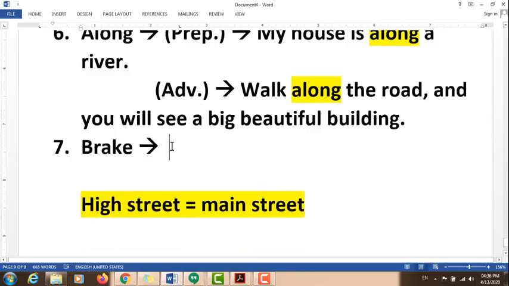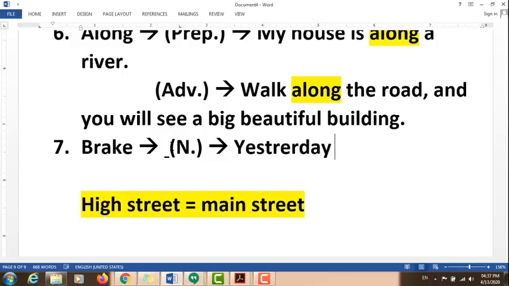Okay. Brake, you know. In a car we have an accelerator, we have a brake, and we have another one, I forgot what that is. In an automatic we have a brake and we have an accelerator. Okay, it's a noun. A brake is something that is usually in a car that stops the car or reduces the speed of the car. It is a noun. Okay. Yesterday I was in a hurry.